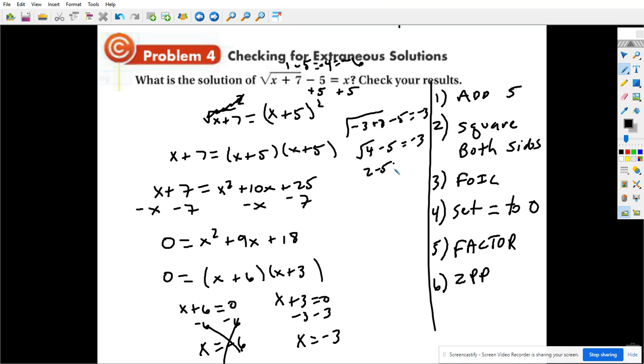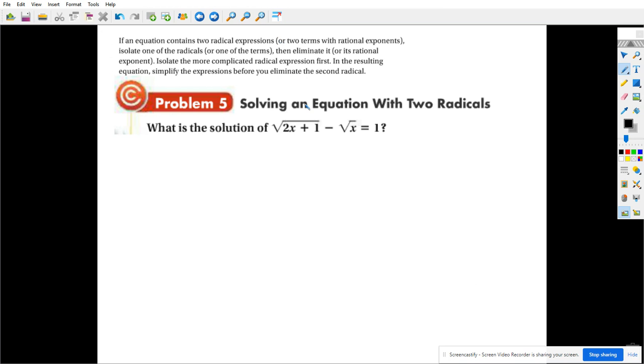2 minus 5 equals negative 3. Negative 3 equals negative 3. And you can use a calculator to show that the right side equals the left side. And that shows that that is definitely correct. Okay, so again, got another problem here where we're going to check for an extraneous solution.